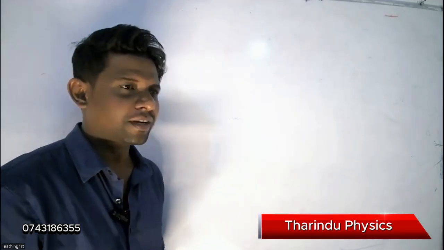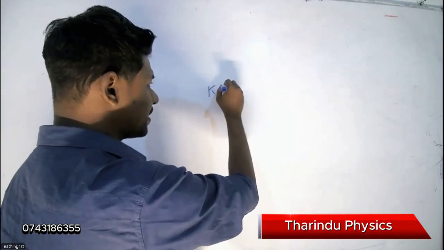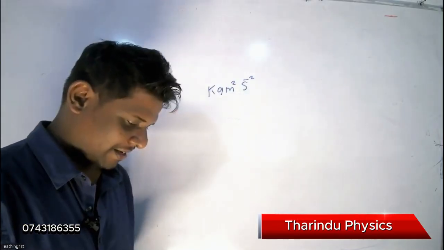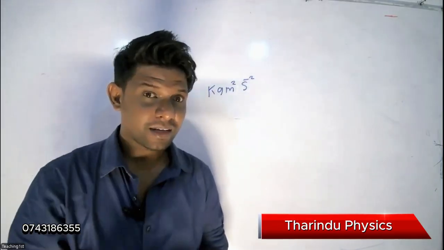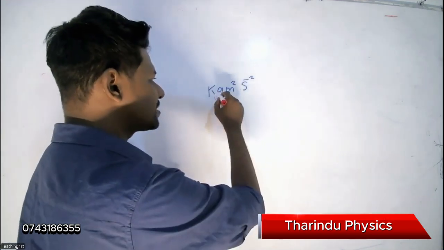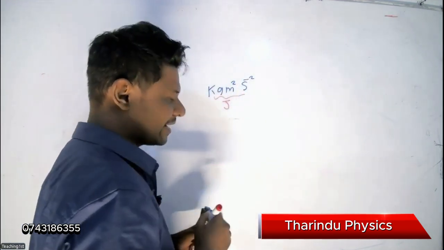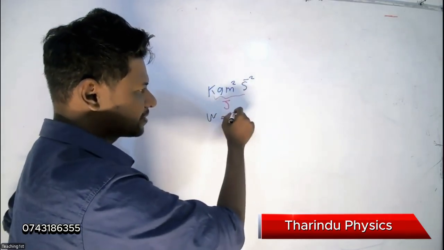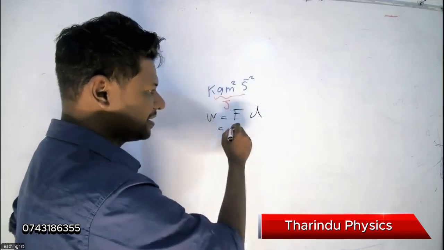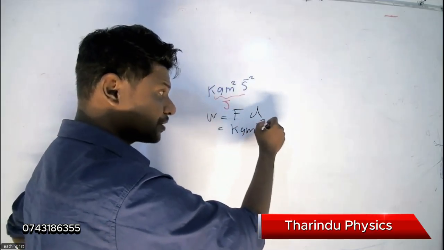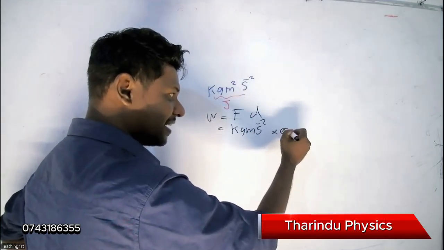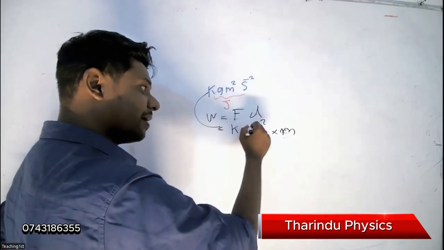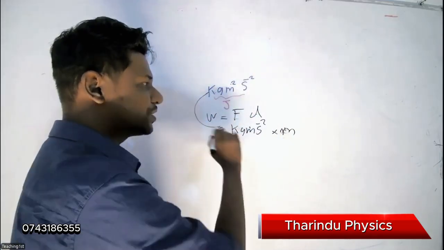Which one? So the first one says kg m square s minus 2. Right, this is joule. I'm not going to say anything about this because everybody knows that this is force into distance. If you have any doubt, the force is kg m s minus 2 multiplied by distance, which is m again. So the final result becomes kg m square s minus 2, this is joule.